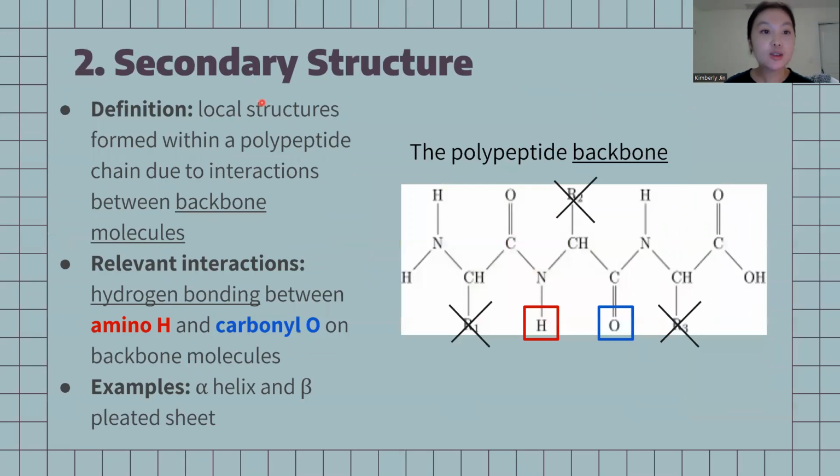The takeaway for this slide: primary structure is the order of amino acids. All right, so let's get a little more complicated. Let's move on to secondary structure. So let's define it again.